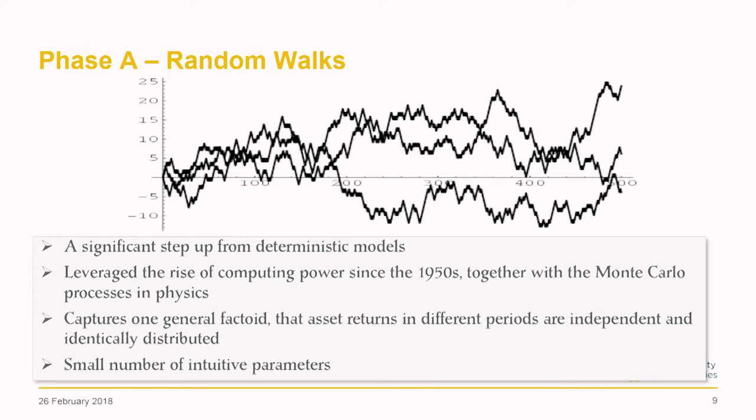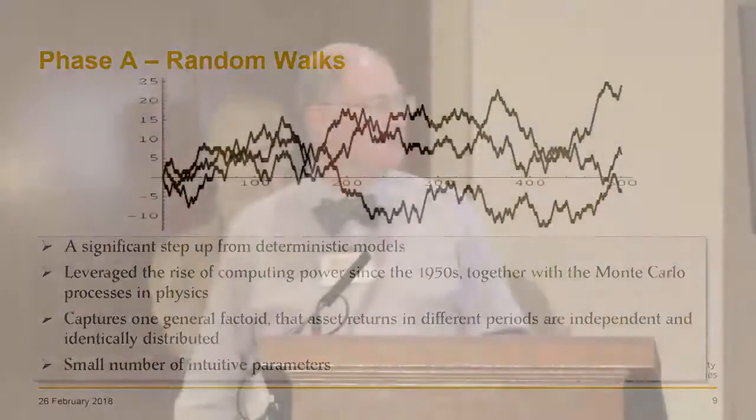And the random walk models account for that fact, but there's clearly things they don't account for, most obviously government bonds maturing at their face value on the maturity date. That's not captured by random walks.